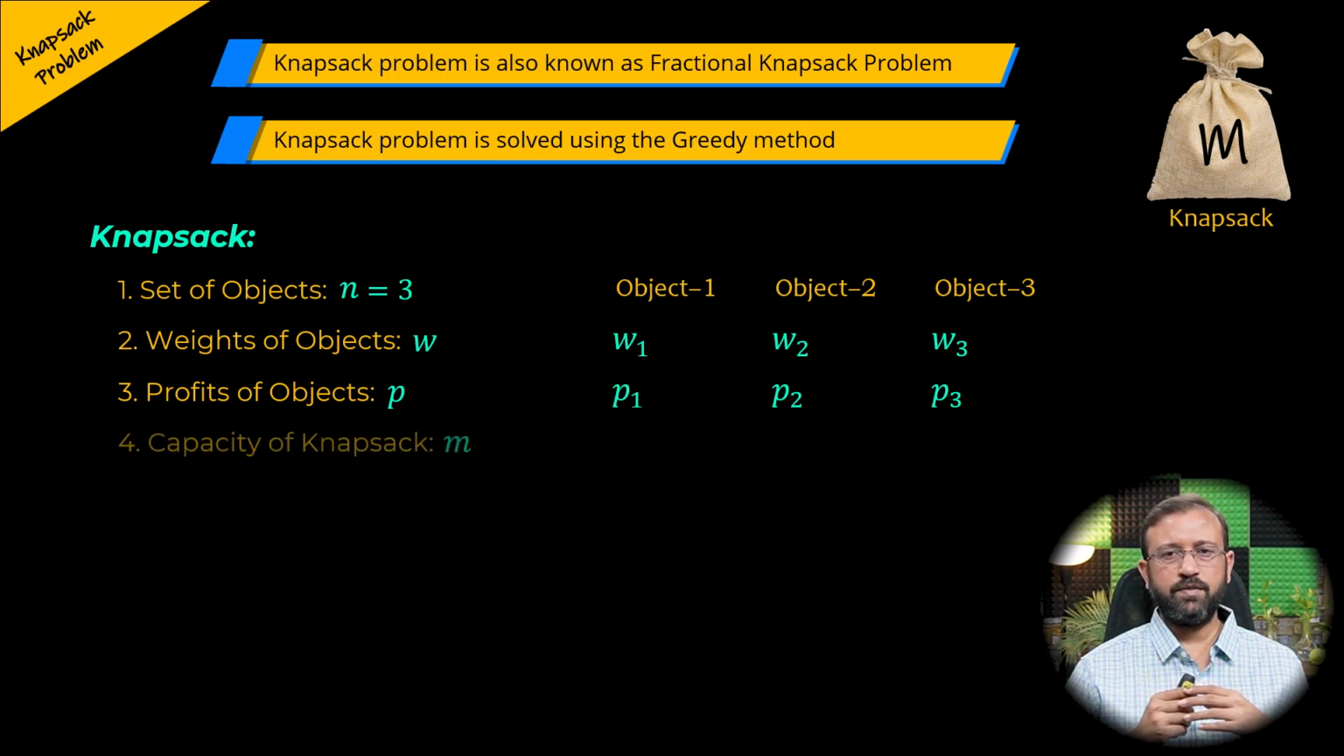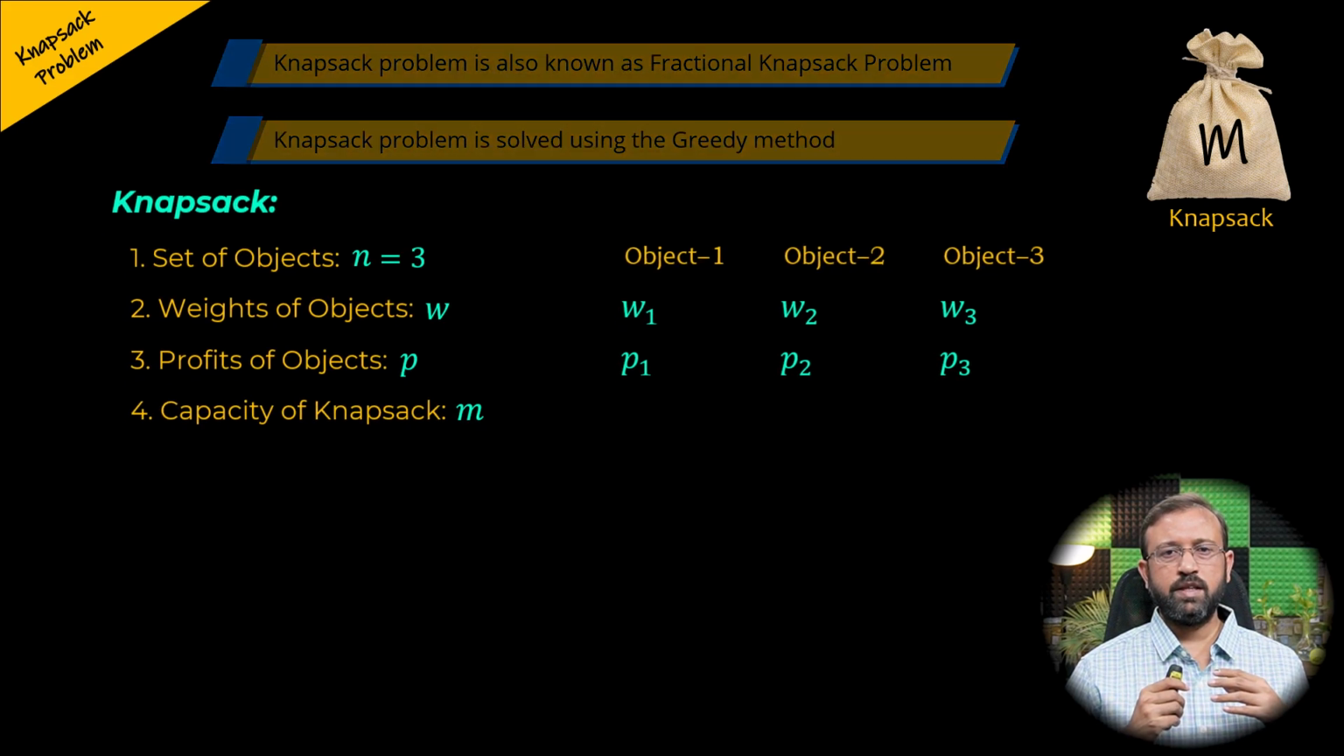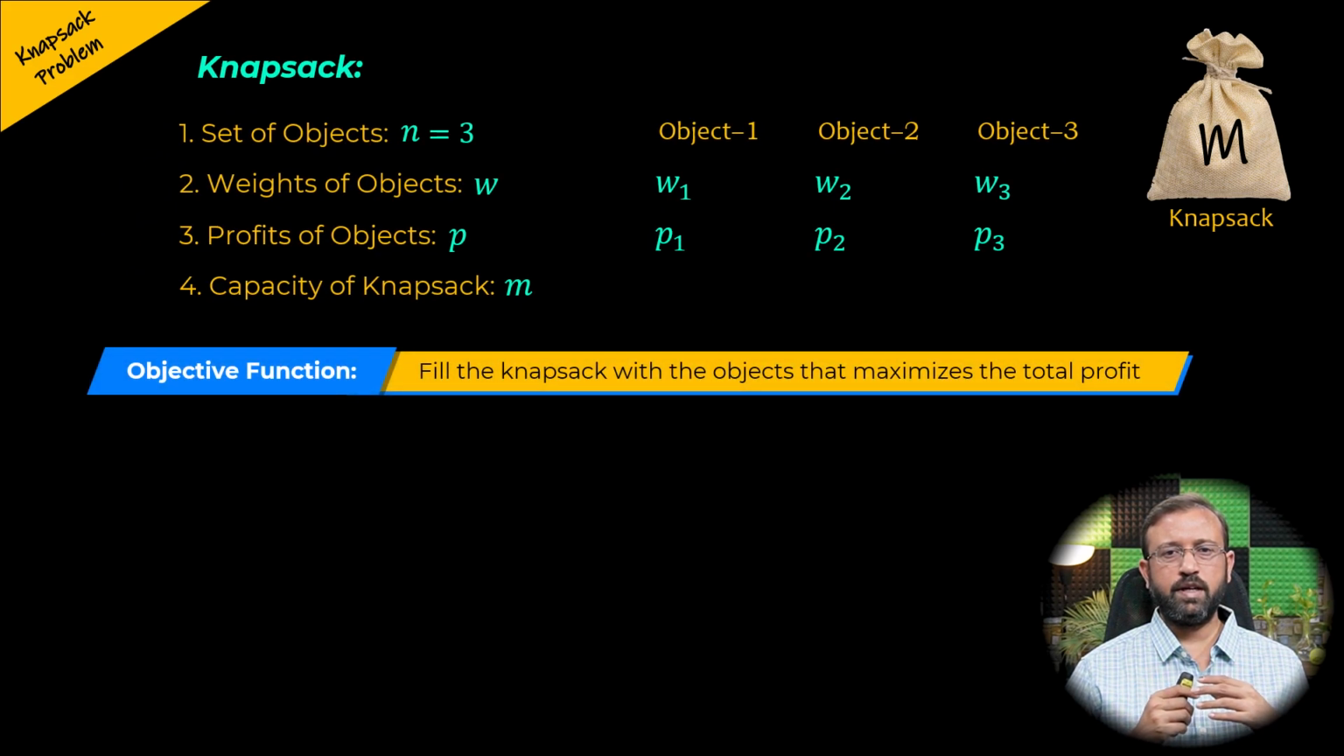Then we have the capacity of the knapsack represented by M, that is the maximum weight the knapsack can carry. The knapsack problem is to fill the knapsack with the objects that maximizes the total profit. This is known as the objective function. Let us consider an example.